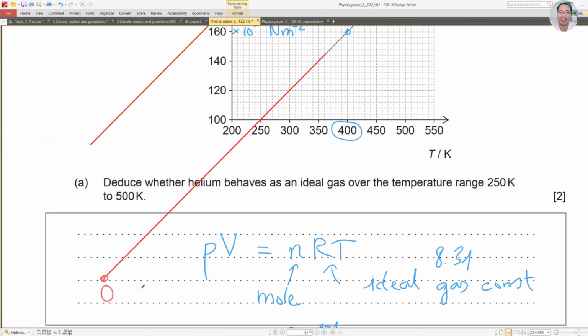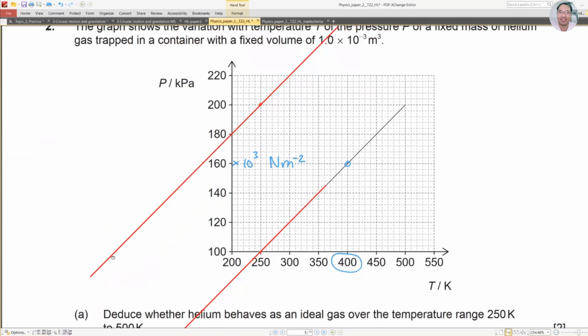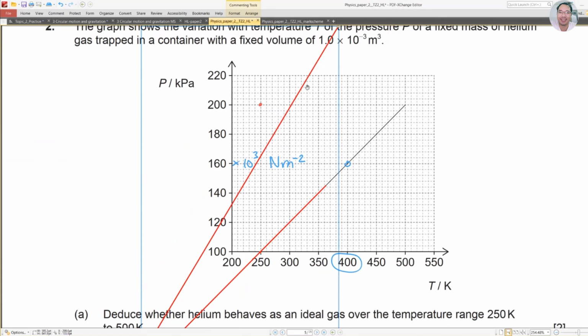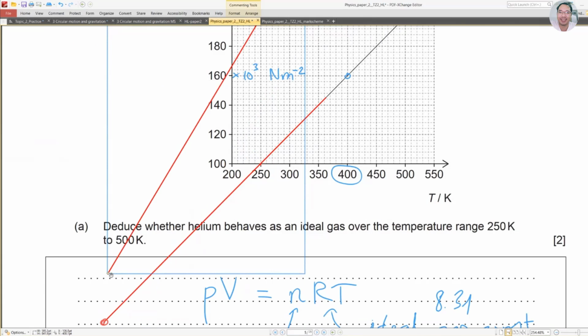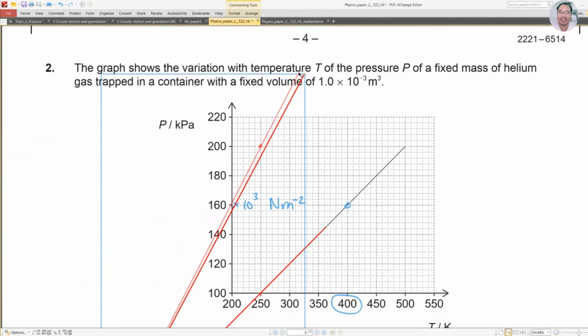Assume the origin: when the temperature is 0 Kelvin, the pressure is also 0, which is not possible in practice, but it is very close. So the second graph must also go through this origin, meaning we have to change the gradient of the graph. It passes through 200 kilopascal here, with twice the gradient. Same origin, but twice the gradient.